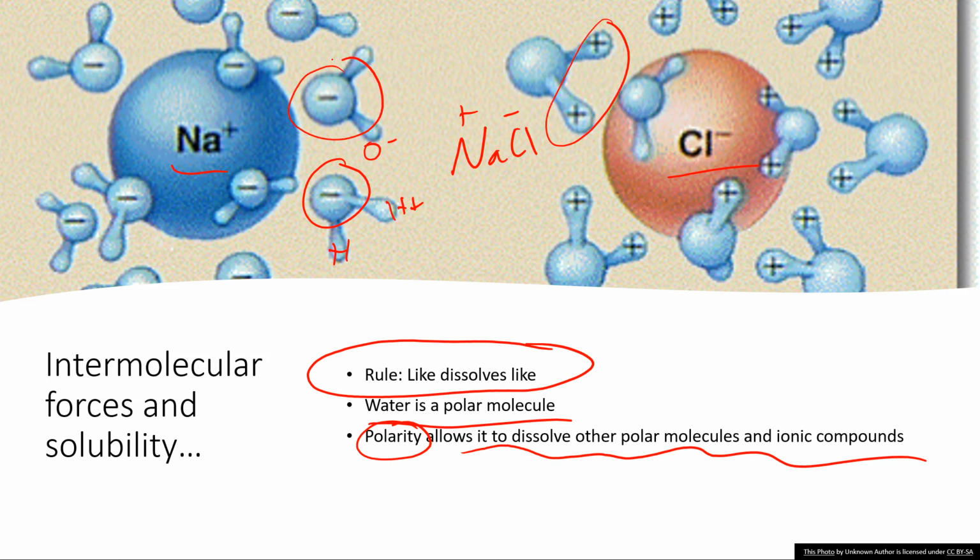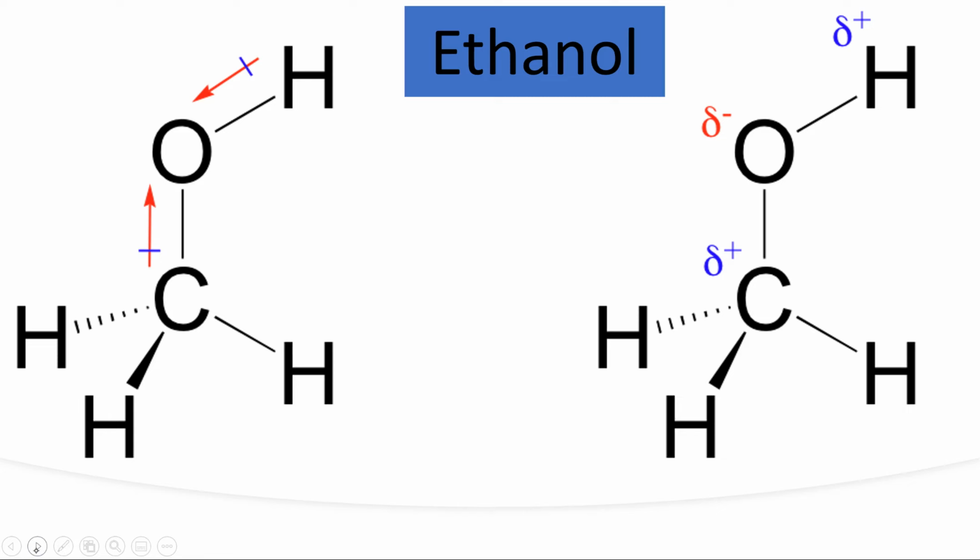Now, contrast that with something like ethanol. Again, water is able to dissolve ionic compounds. Water is able to dissolve polar molecules because like dissolves like. Water has charges associated with it, positive and negative. Ionic compounds have charges. Polar compounds have charges associated, those charges are just a little bit weaker. All right? So water can dissolve ionic compounds.